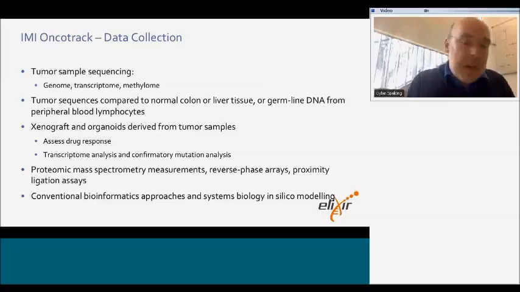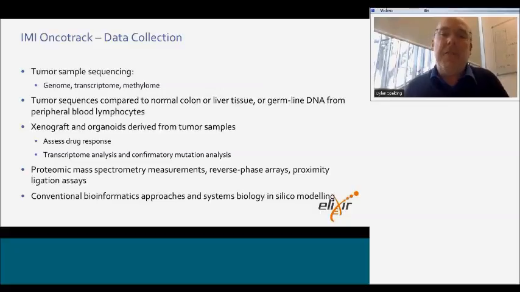Proteomic mass spectrometry measurements, reverse phase arrays and proximity ligation assays were used, and conventional bioinformatic approaches were also used, along with systems biology and an in silico modeler. So you can see there's a huge heterogeneity of data here, a very diverse range of data that's been collected.